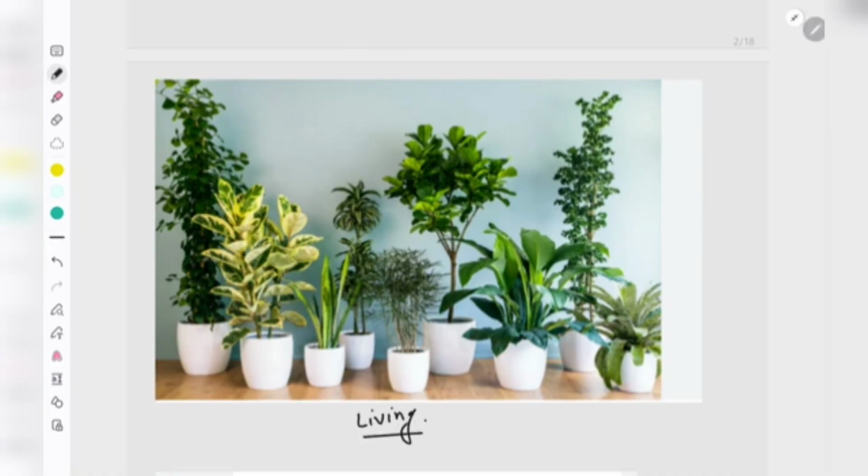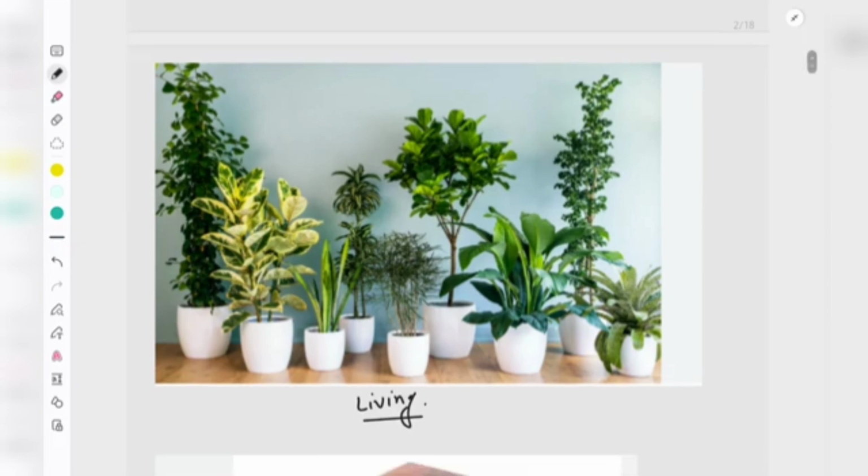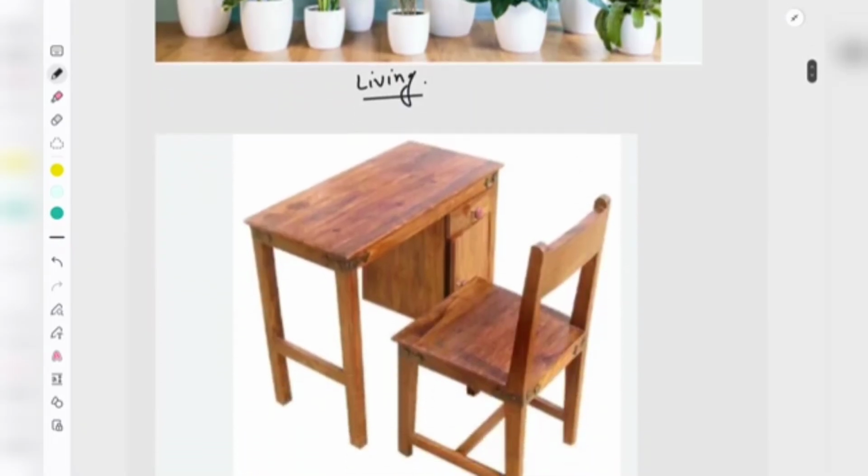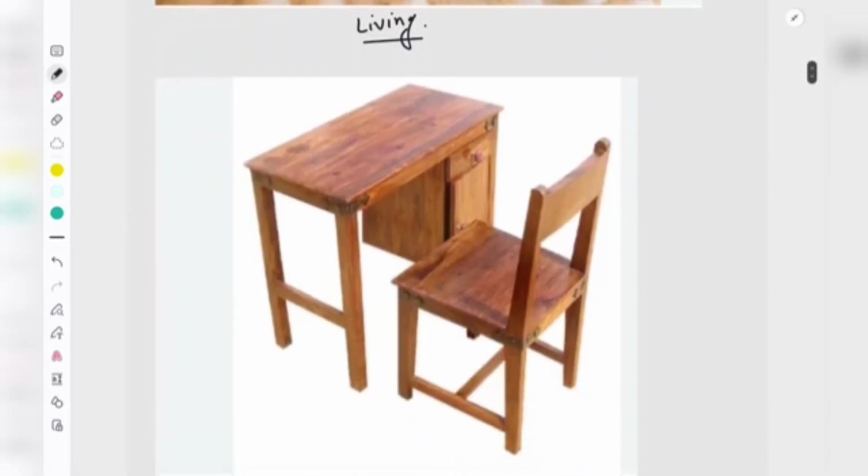So plants are also living. They cannot move, they cannot as such breathe directly, I would say, but still they are living. And the next question is this: what do you think about this table and chair, this beautiful table and chair? Is this living or non-living?